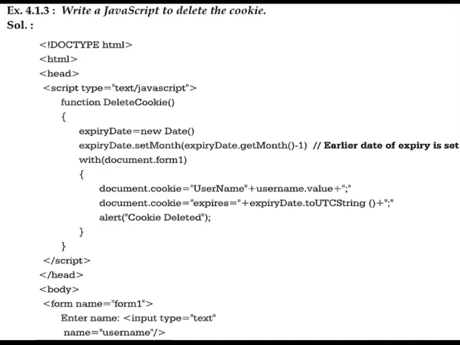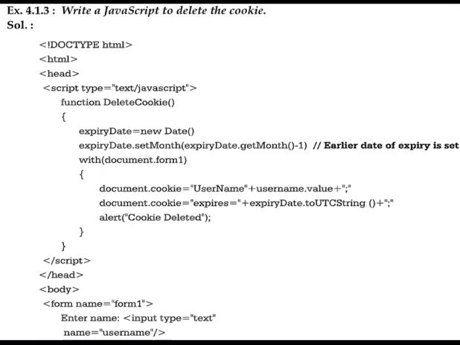Okay, so with document dot form1, document dot cookie, first we'll create a cookie. So document dot cookie is equal to username plus username dot value. It will retrieve the value from the text box, that is the cookie value, and set it to username dot value. Username dot value will extract the value and set it over here. So this is how we have created a cookie.